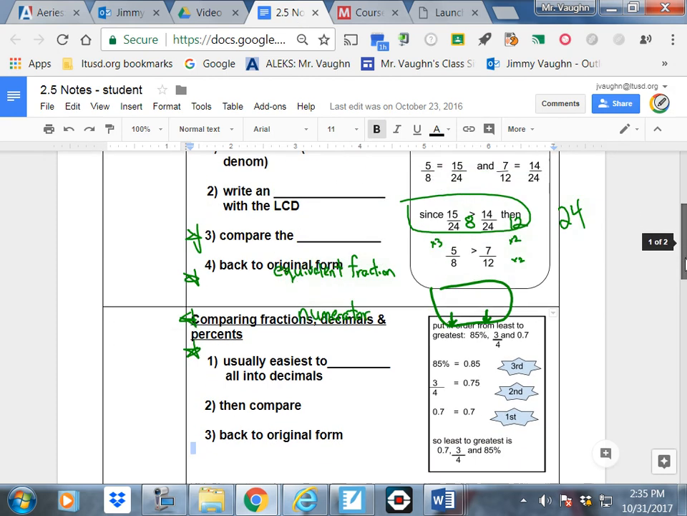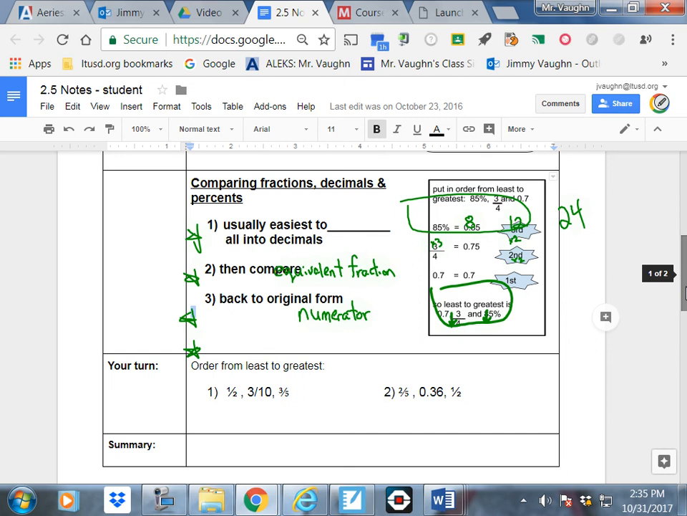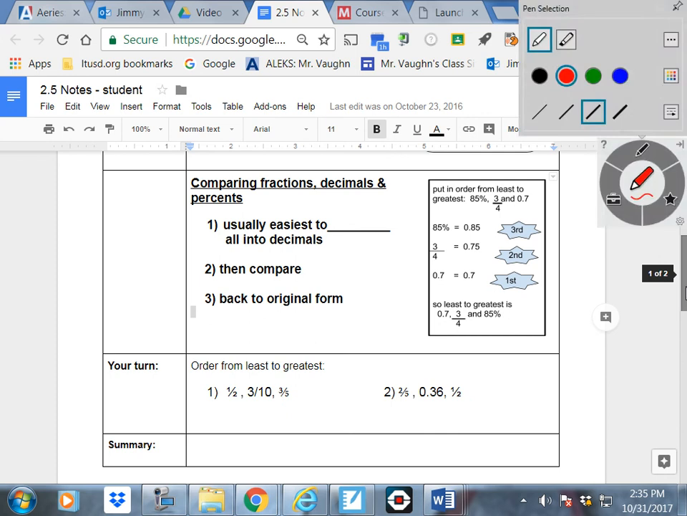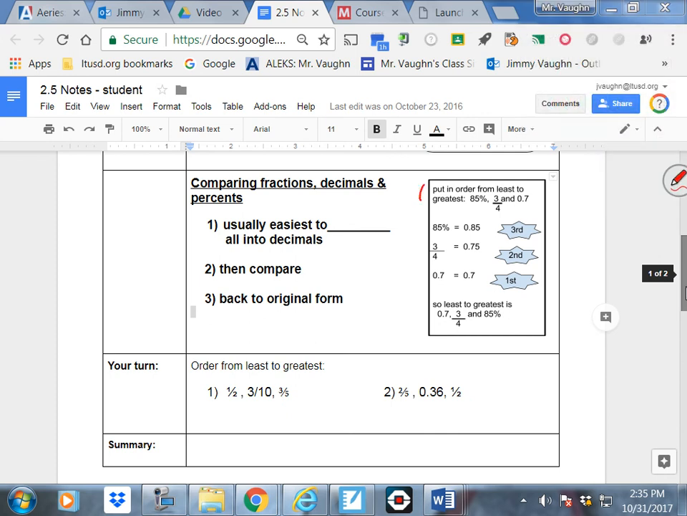Now the next thing is we're going to move into what if you have fractions, decimals, and percents. So you have different forms. You need to find out which one's bigger, which one's smaller. So the question would be something like this. Put in order from least to greatest: 85%, 3/4, and 0.7. So not too easy because they're all in different formats, percent, fraction, and a decimal.